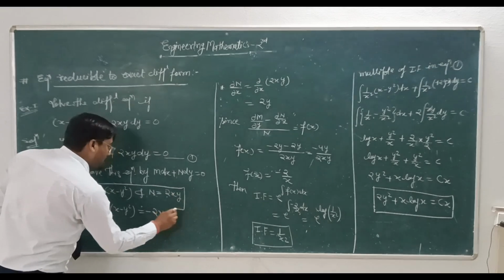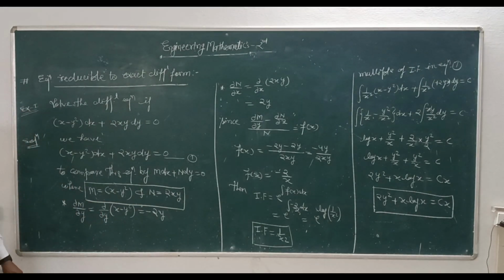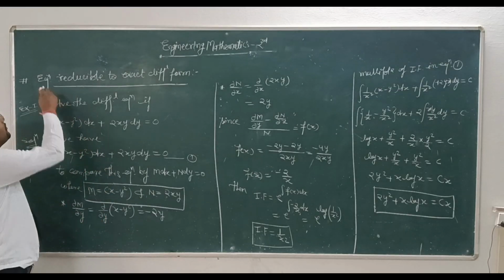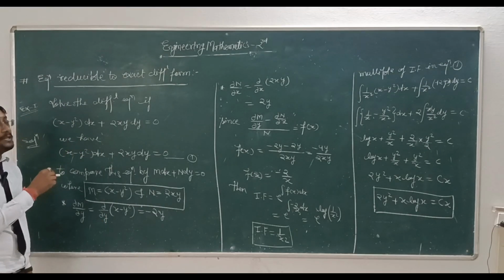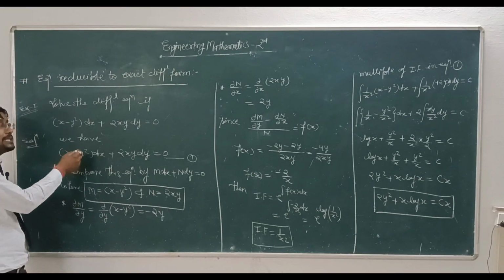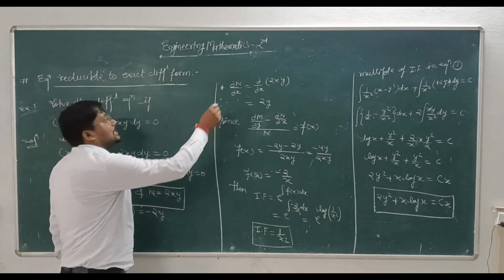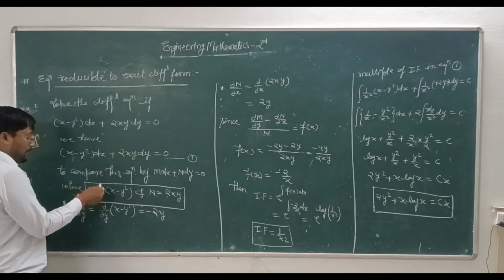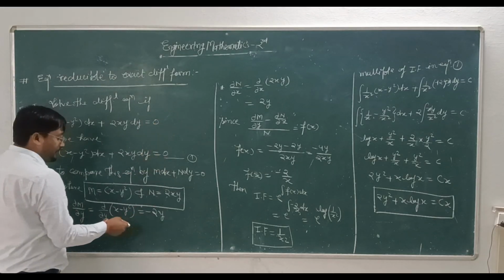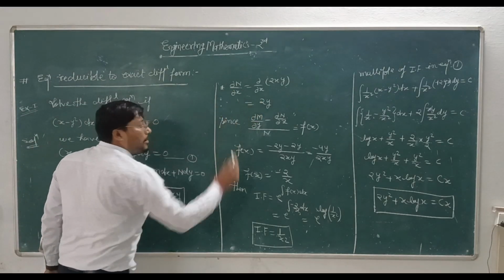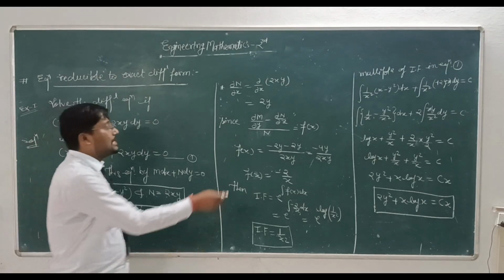You can note down this numerical. This is very important for your examination. This is the first condition for reducible to the exact differential equation: if the differential equation is not an exact differential equation, because it does not satisfy del m upon del y equal to del n upon del x. The del m upon del y is not equal to del n upon del x. Now the first condition is satisfied.